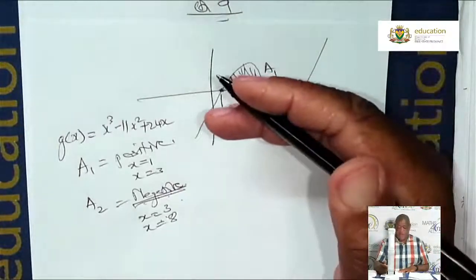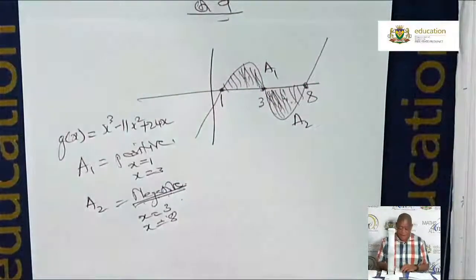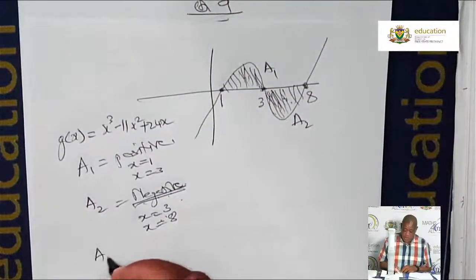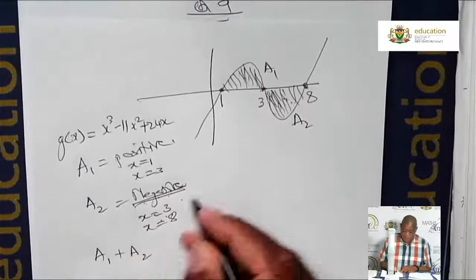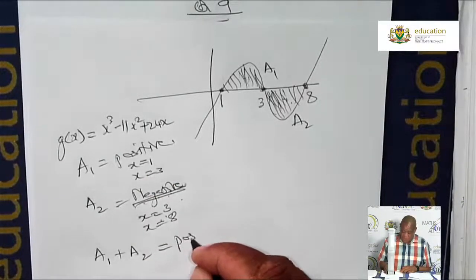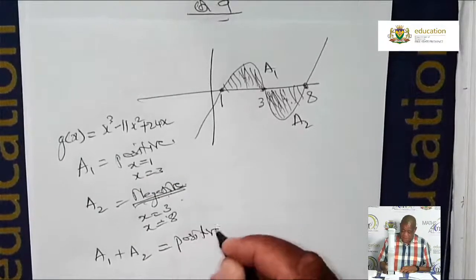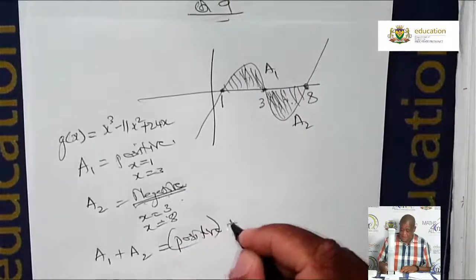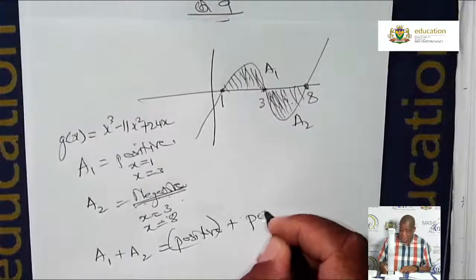And if we are to find the total area of the two, in other words, you are looking for the area of the first plus the area of the second. You will take the first area being positive, add it to the second area, but being positive.